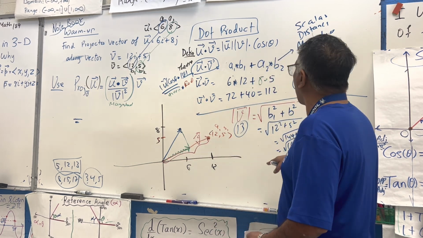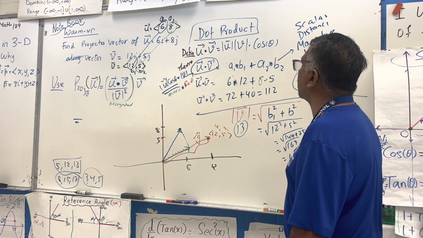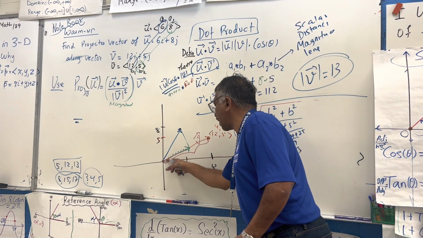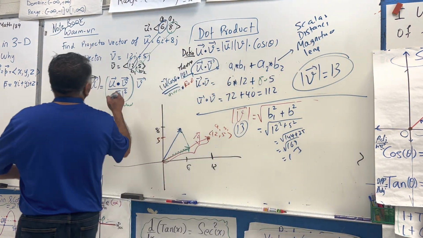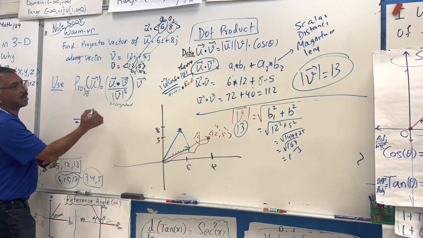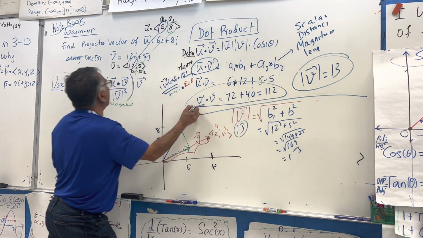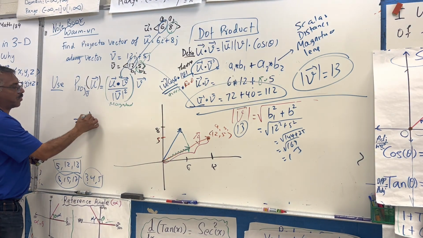But when you apply the formula, nobody cares about this. You just do the formula, and you only need to know what the red distance is. Okay, now the answer for U dot V is this one. See, this part goes right here. How much is that? 112. Agree?